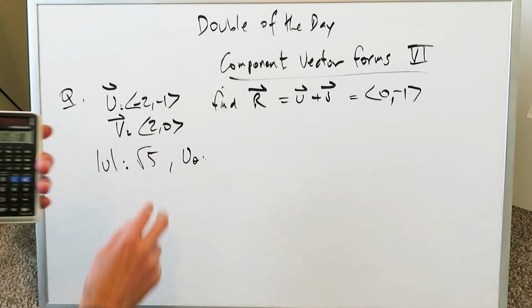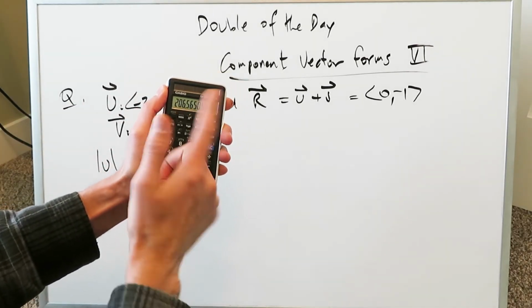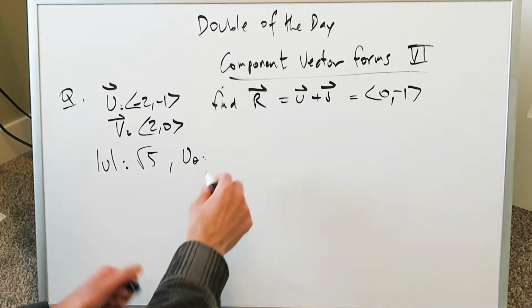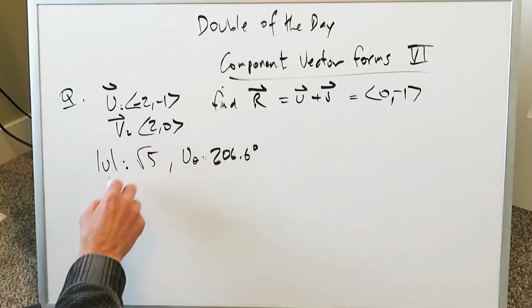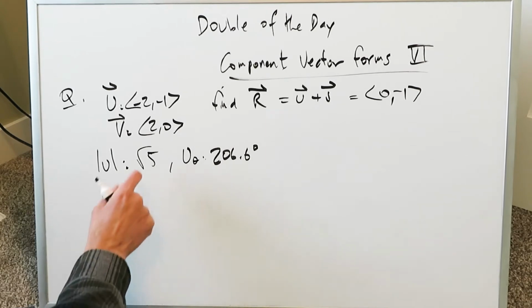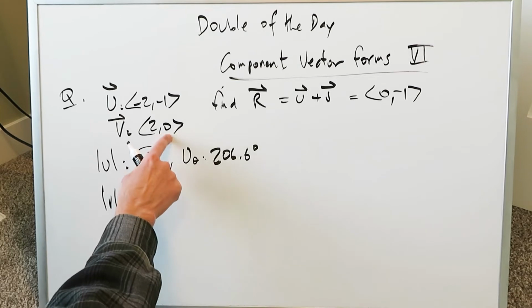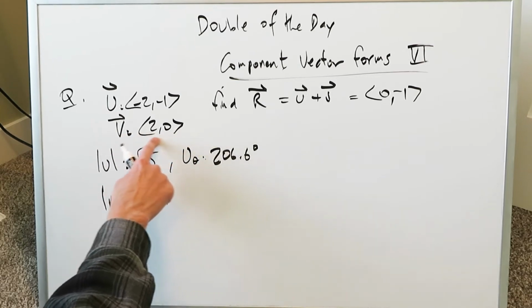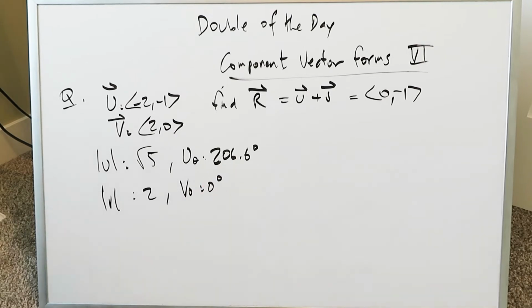But this is a third quadrant angle. I'll add it to 180. I get an angle of 206.6 degrees. So let's just write that, 206.6 degrees. This next one is easy. In terms of magnitude, you have this square plus this square, square root, is just a 2. In terms of this angle, it's on the x-axis, so you know the angle here is going to be 0 degrees. Now you have to write them in their component form.